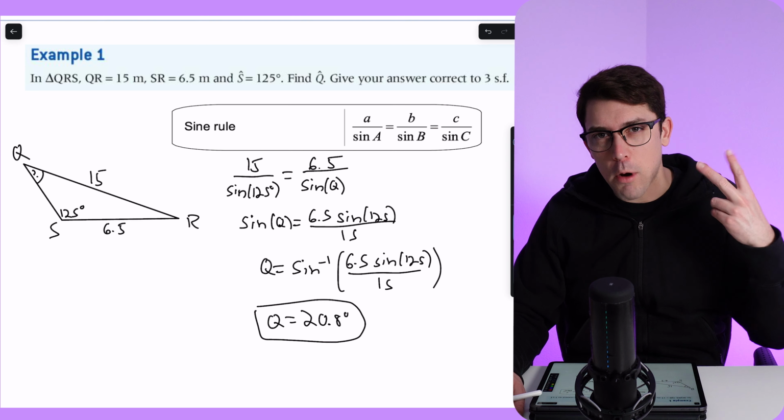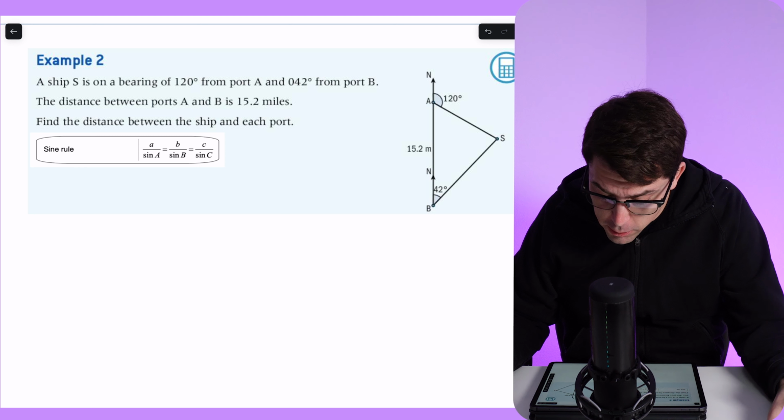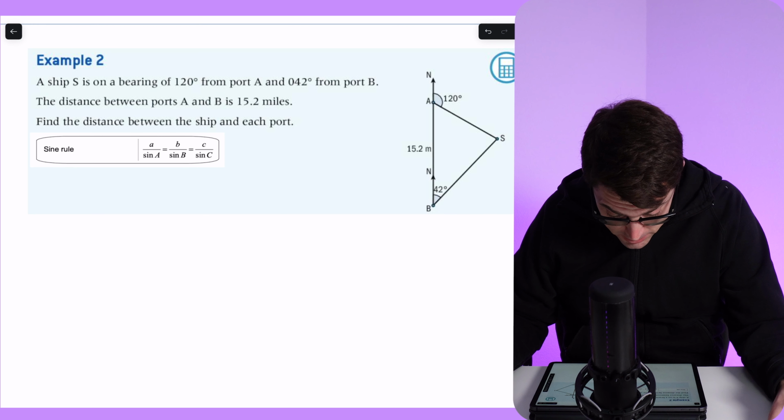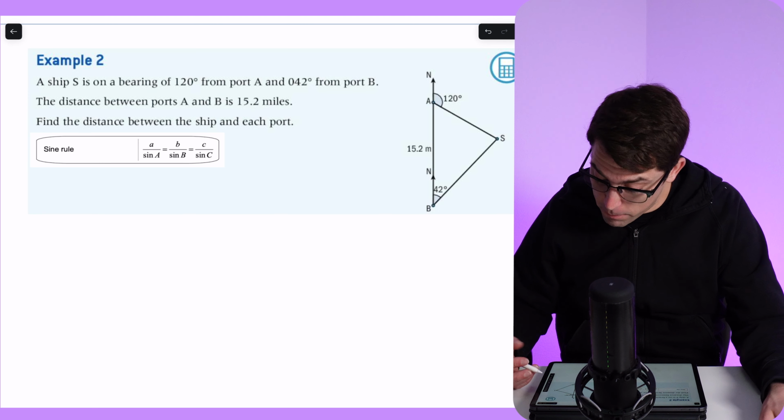Now let's take a look at problem number 2. So we have a ship on a bearing of 120 degrees from port A and 42 degrees from port B. The distance between port A and B is 15.2 miles. Find the distance between the ship and each port. This problem is kind enough to already give us that information.